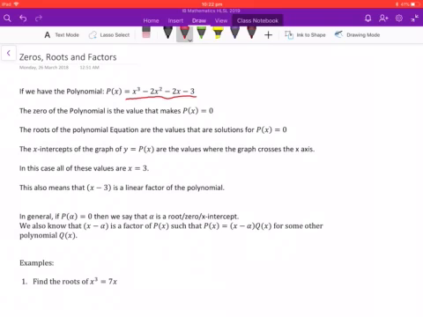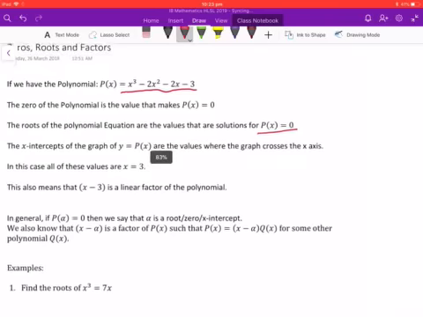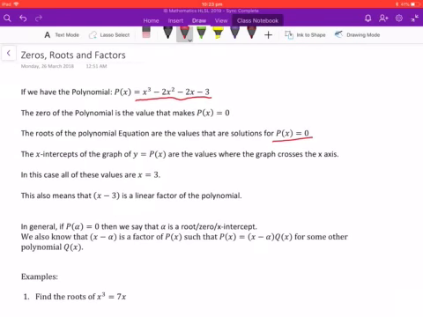That's just a term that we use. The roots of the polynomial equation are the values that are solutions for p of x is equal to 0. So they're the same value, just a zero is a value that makes a polynomial 0. A root is a solution to the equation p of x is equal to 0. Just a subtle distinction we need to be clear about. And the x-intercepts of the graph of y equals p of x are the values where the graph crosses the x-axis.